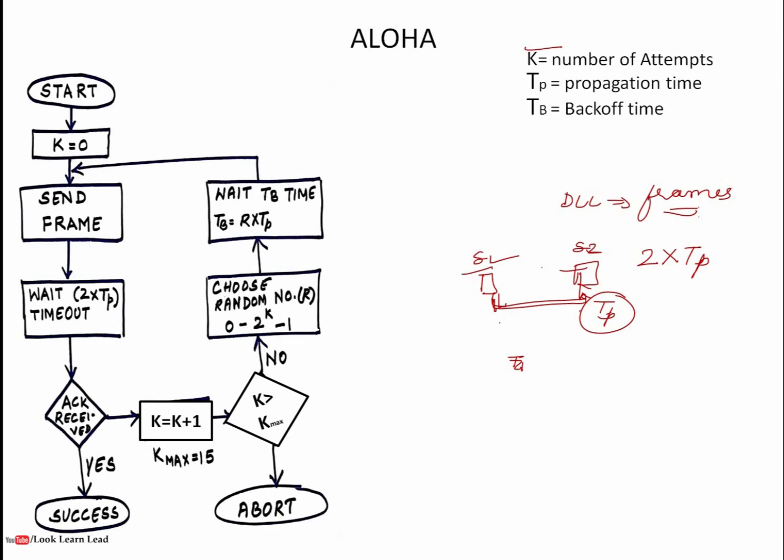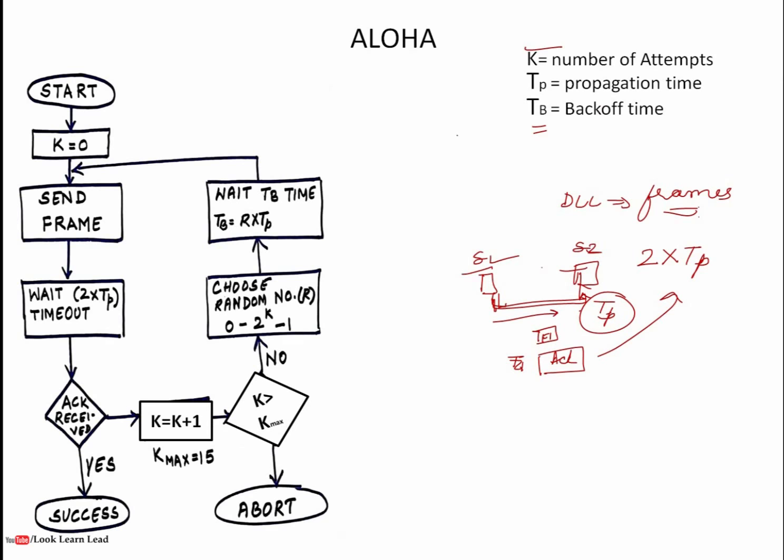That is, if a station sends a frame F1 to S2 and S2 sends an acknowledgement, the time taken to receive the acknowledgement would be 2 TP, 2 into the propagation time. And TB is the back-off time. It is any random time. Now let's see what it is.